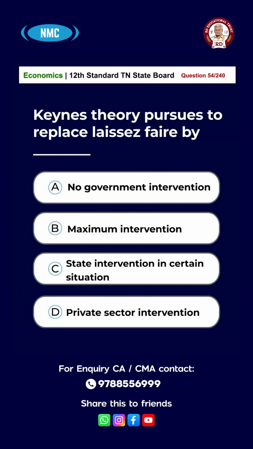Question number 54. Keynes' theory pursues to replace laissez-faire by option A, no government intervention, B, maximum intervention, C, state intervention in certain situation, D, private sector intervention. The answer is option C, state intervention in certain situation.